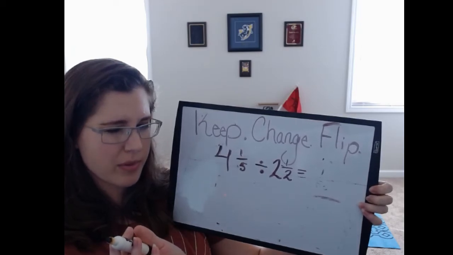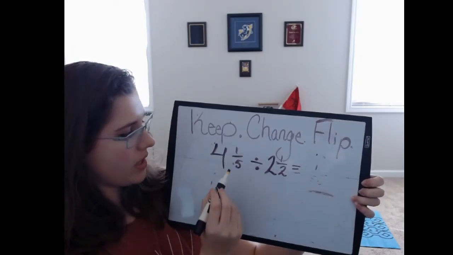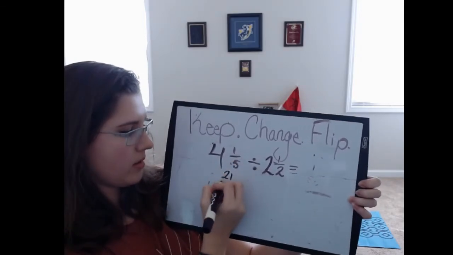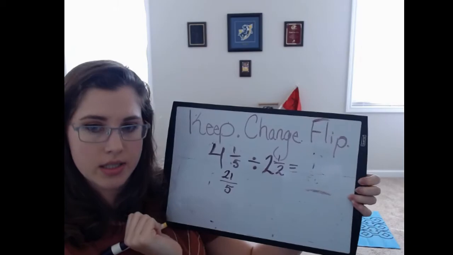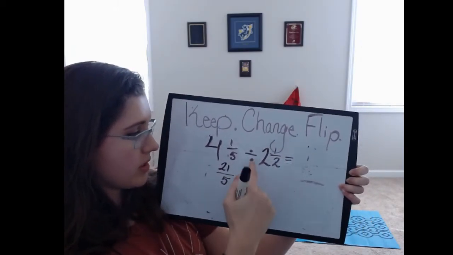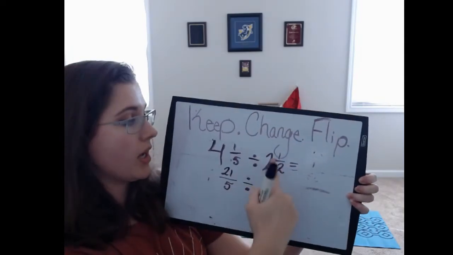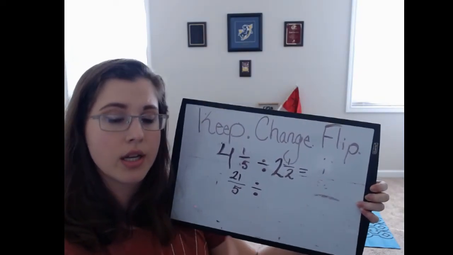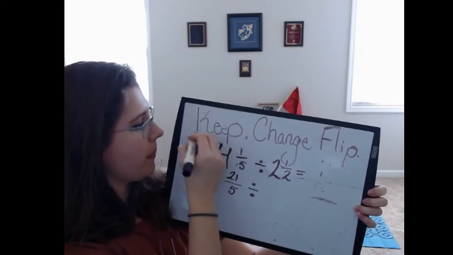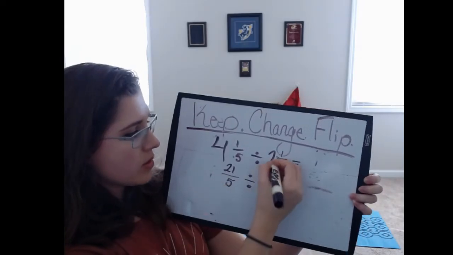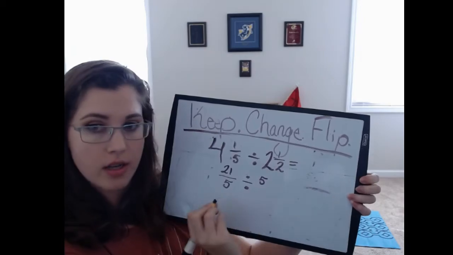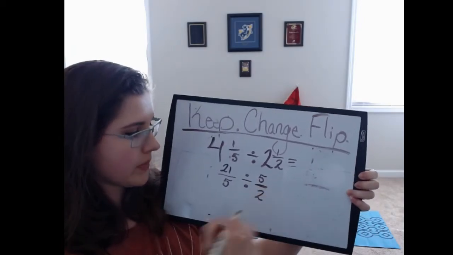Mixed numbers to improper fractions go like this. 4 times 5 is 20. 20 plus 1 is 21. Keep your denominator. I'm still going to keep my division sign because I haven't done the keep, change, flip. I am just changing these fractions right now to improper fractions. Do that first before you do the keep, change, flip, okay? 2 times 2 is 4. 4 plus 1 is 5. Your denominator stays the same, which is 2.